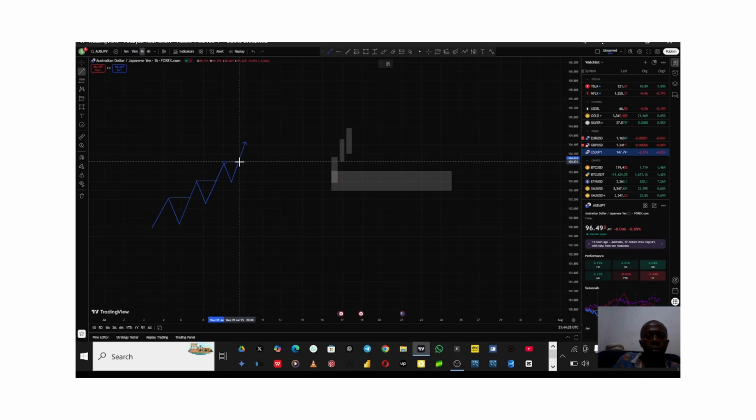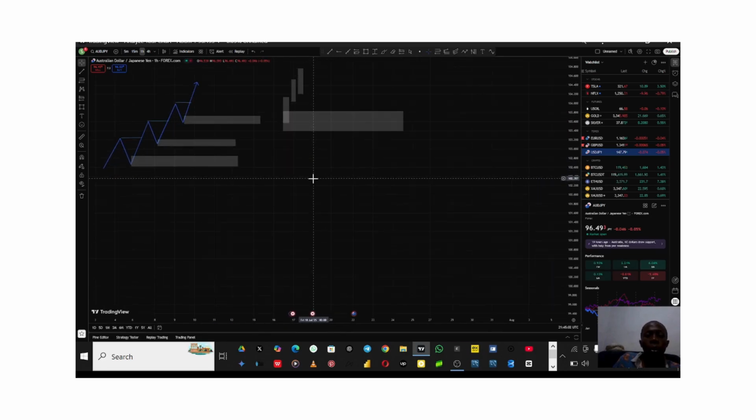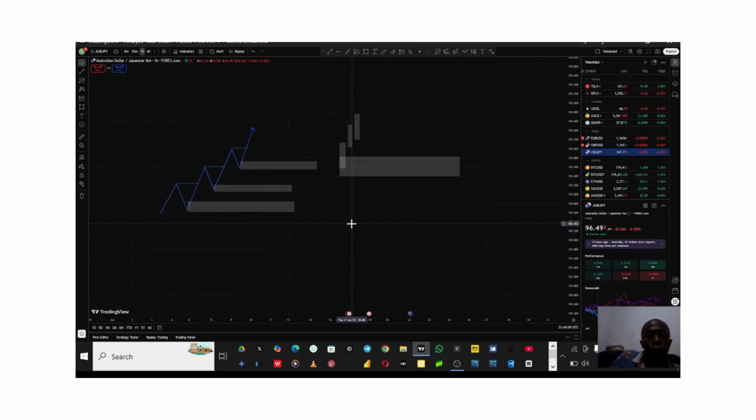So there must be an FVG for you to get a valid order block, something like this. There must be an FVG here for you to get a valid order block. Like I was just marking out the other block, you must also choose the one that is very clean.